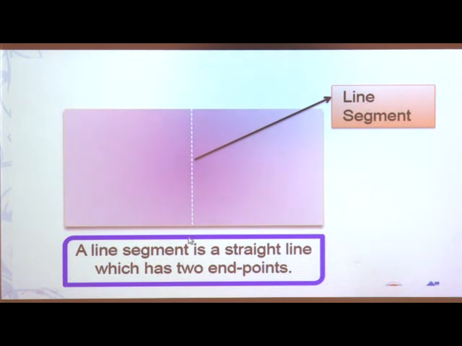A line segment is a straight line. It is nothing but a straight line which has two end points. Any line which has two end points is called a line segment.